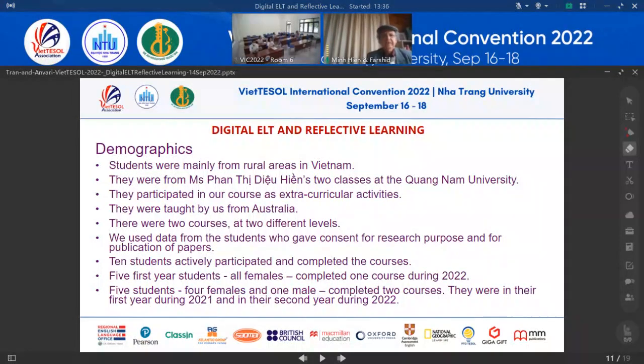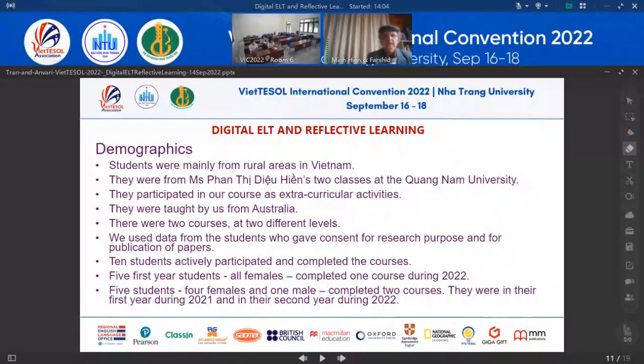The students were mainly from rural areas, as mentioned before, and they were from Nguyen Institute classes at Kongnam University. They participated as an extracurricular activity. They were taught by us from Australia, so we just interacted with them online, remotely. We ran 2 courses at 2 different levels.